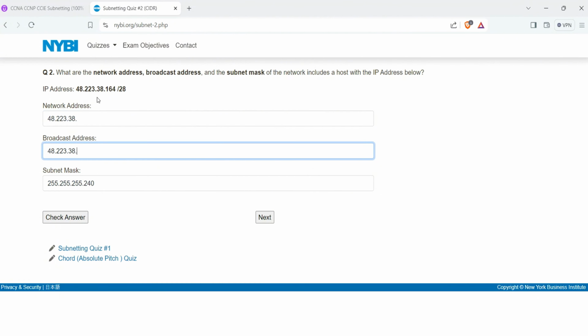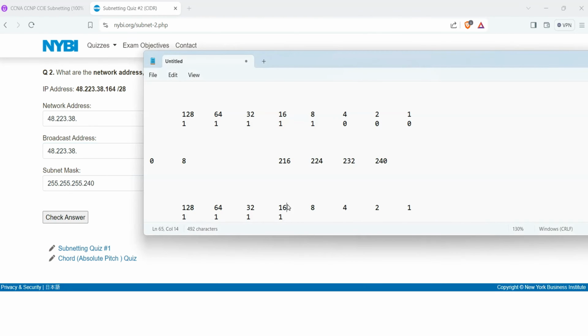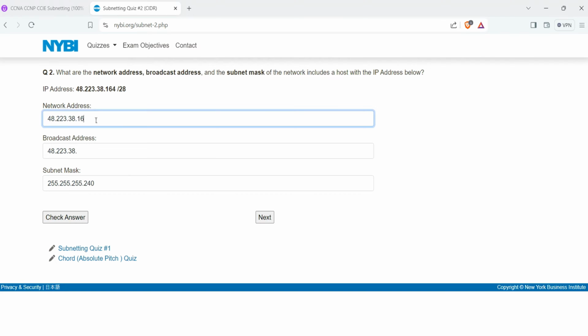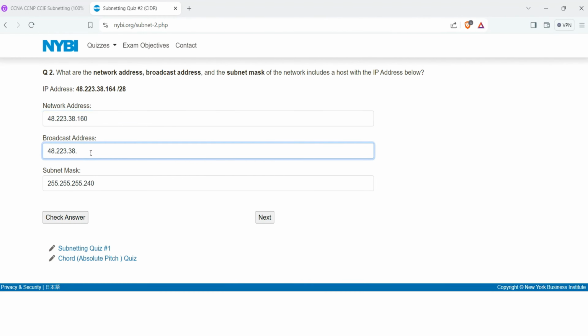And now what I want to do is 164. How did I get 164? 16 is the jump size. Well, eventually I could say 10 times 16 is 160. So eventually it's going to reach 160, and then 176, and then another 16 is 192, and so on. Where does 164 fall under? Between 160 and 176. So 160 is the network ID. The next network is 176. So what is the broadcast? 175. That's the actual broadcast itself. So I'm going to check answer.